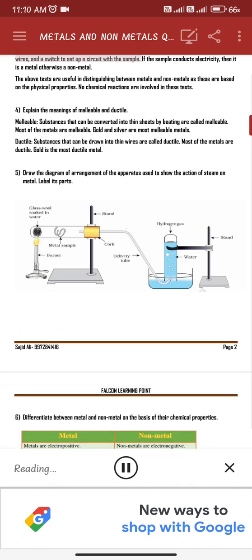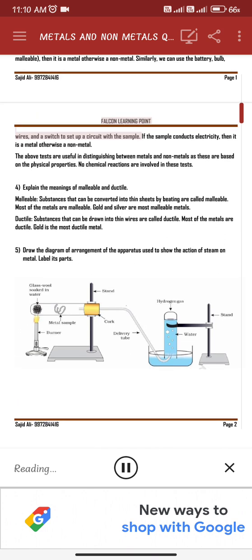wires, and a switch to set up a circuit with the sample. If the sample conducts electricity, then it is a metal, otherwise a non-metal. The above tests are useful in distinguishing between metals and non-metals, as these are based on the physical properties. No chemical reactions are involved in these tests.